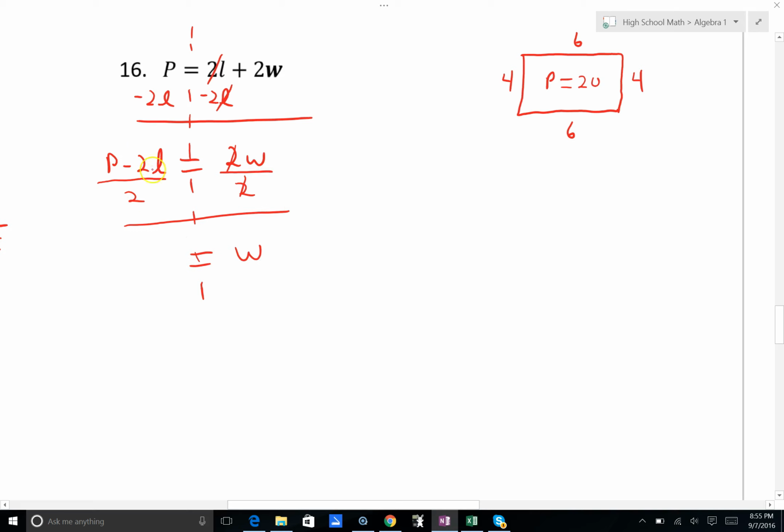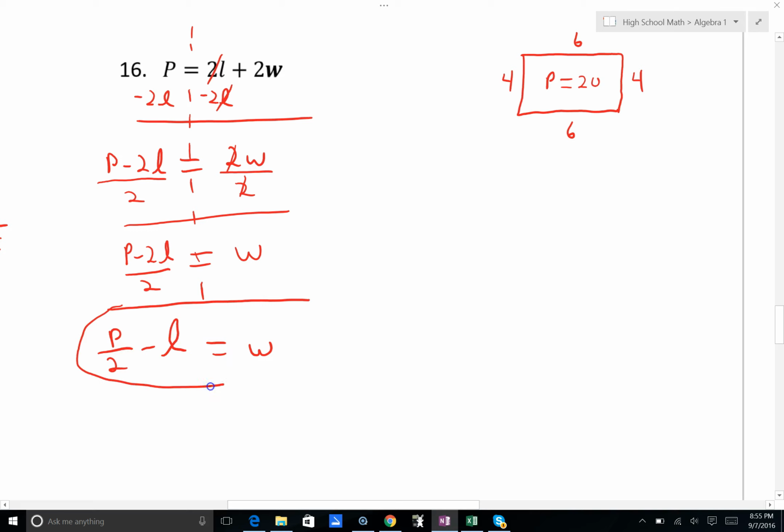equals, and I can leave it just like I see it. P minus 2L divided by 2. Or equivalently, I could divide each one of these by 2. So, I could state W is equal to P divided by 2, and this is minus 2L divided by 2, or those 2's would cancel to leave minus L. So what we have is the width is equal to the perimeter divided by 2, subtract the length.